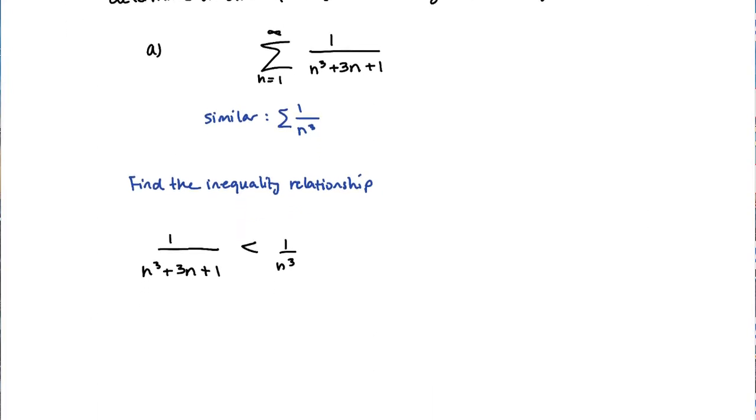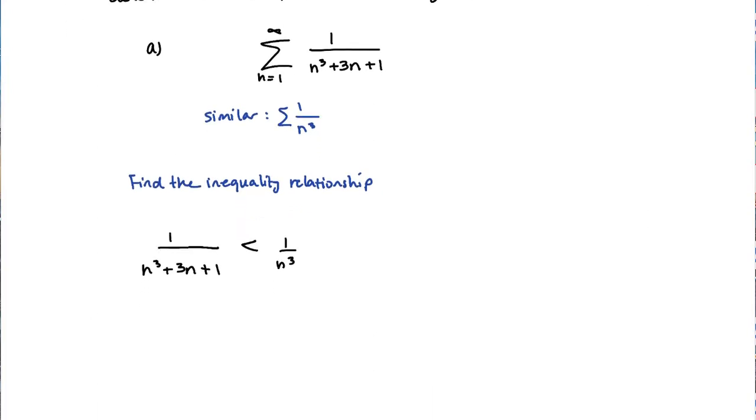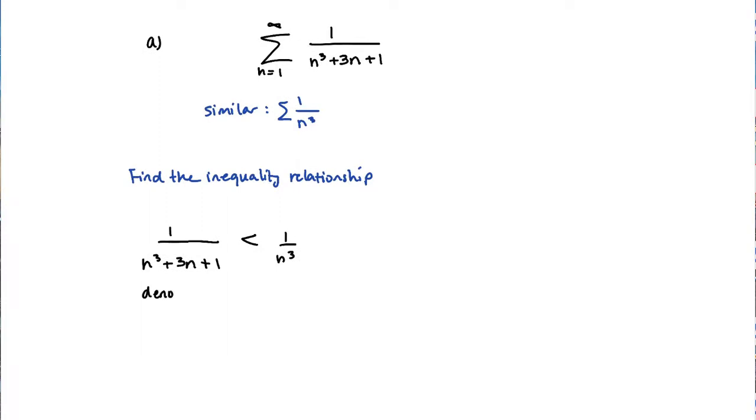Okay. Let's just take a look. Why? Because the denominator is bigger. Okay, so if our denominator is bigger, we've got the one with the bigger denominator being smaller, and that inequality checks out. Okay, so now we need to make a note.